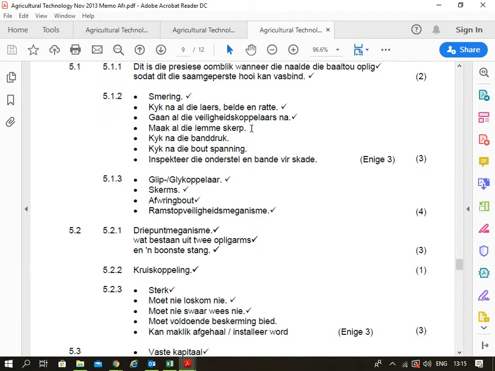Sharpen all blades. Look at the tire pressure. Look at the tension on all our nuts and bolts. Please check that all your tires and your undercarriage is not damaged.